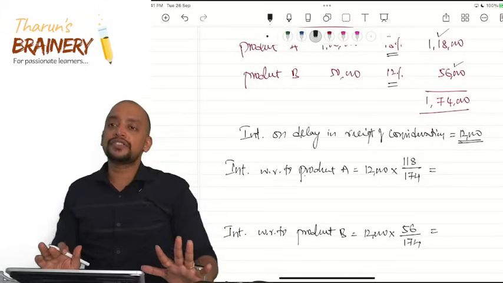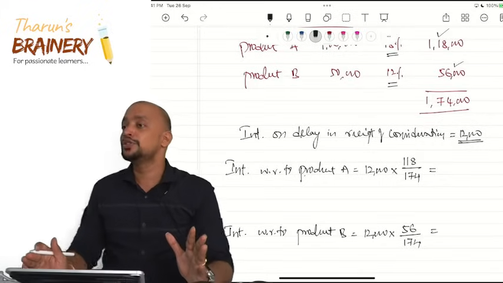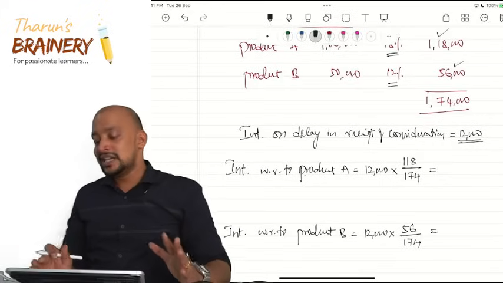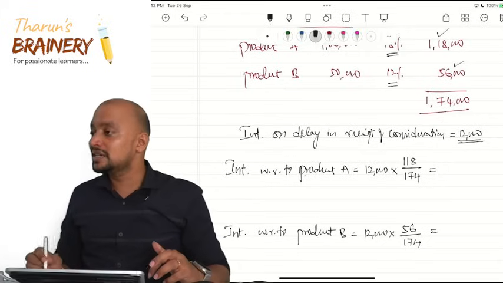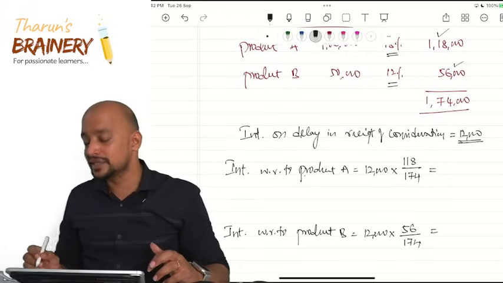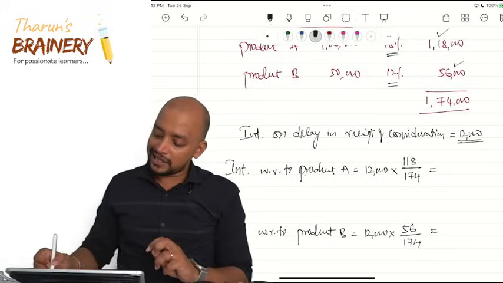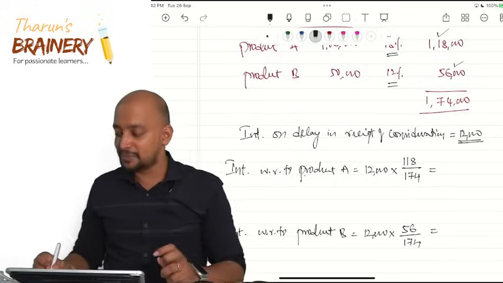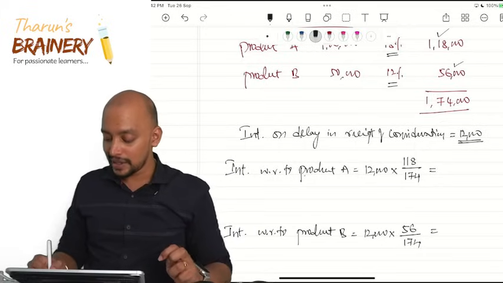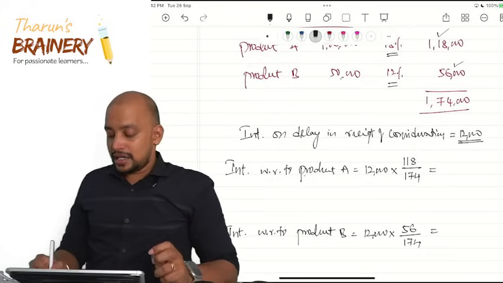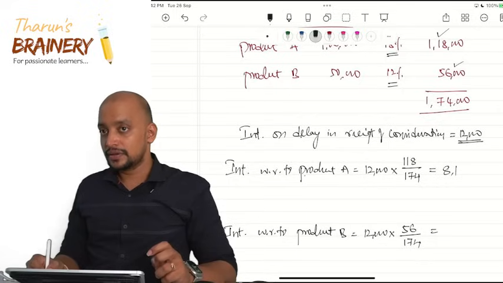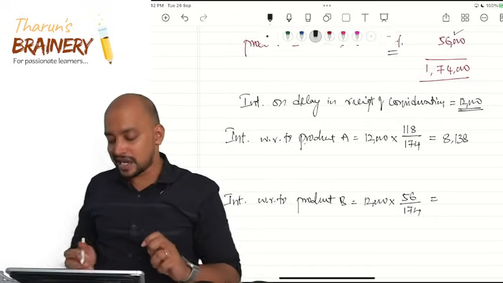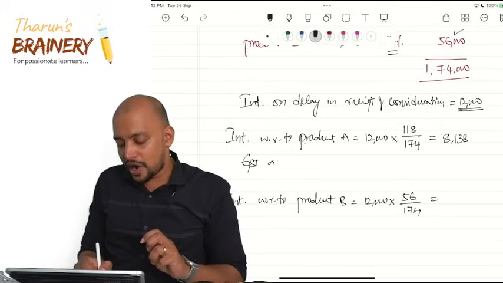In the absence of information, this 12,000 should be assumed to be inclusive of GST. Generally all expenses are assumed to be exclusive of GST, but this interest should be assumed as inclusive of GST. So what is the interest component here? 12,000 into 118 by 174, which is 8,138.